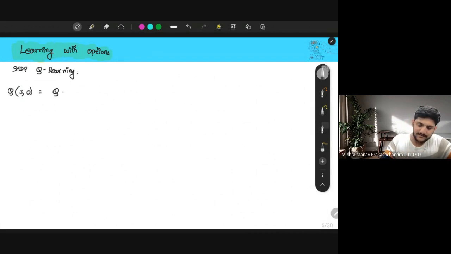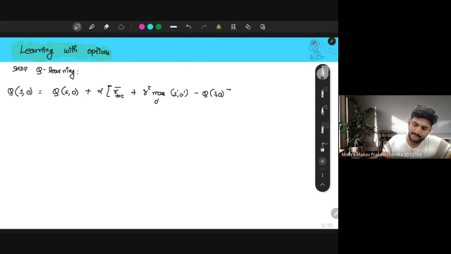Here this is equal to Q of S comma O plus alpha times I have the modified reward, right? R bar plus gamma power tau, max over next option, and then... So this is how the SMDP Q learning would work.